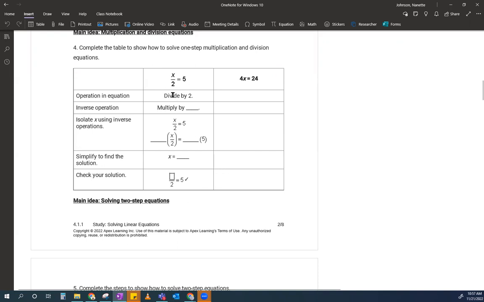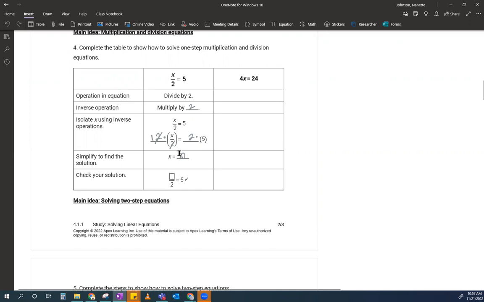All right, so here they're like, hey, what are you doing to x? And they're like, oh, I'm dividing by 2. Well, what's the inverse operation? Well, it's multiplying by 2. And so then you multiply by 2 on both sides. So now I'm actually going to multiply both sides by 2. And so these 2 divided by 2 is just 1. So these divided by 2 is just 1. And 1 times x is just x. 2 times 5, well, that's 10. And so I think my solution is 10.